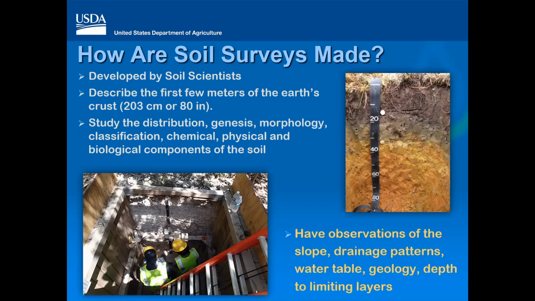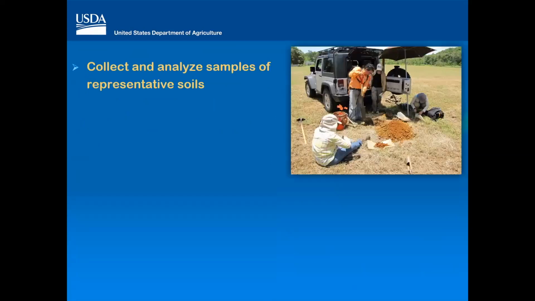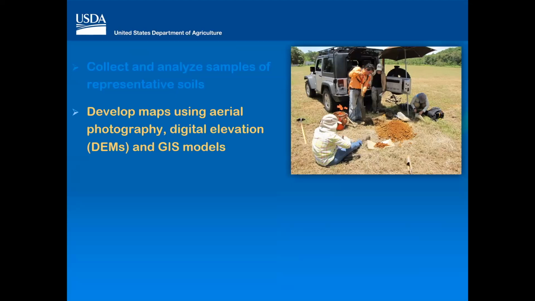And we also collect information about the landscape setting, like the slope, drainage, if there's a water table, what type of geology, and also depth to limiting layers. And when I say limiting layers, for construction, or limiting layers that could impede the development of roots for plants, like bedrock or other features, right? Clay pans, and so forth. For these representative areas, we also collect and analyze soil samples of these representative soils.